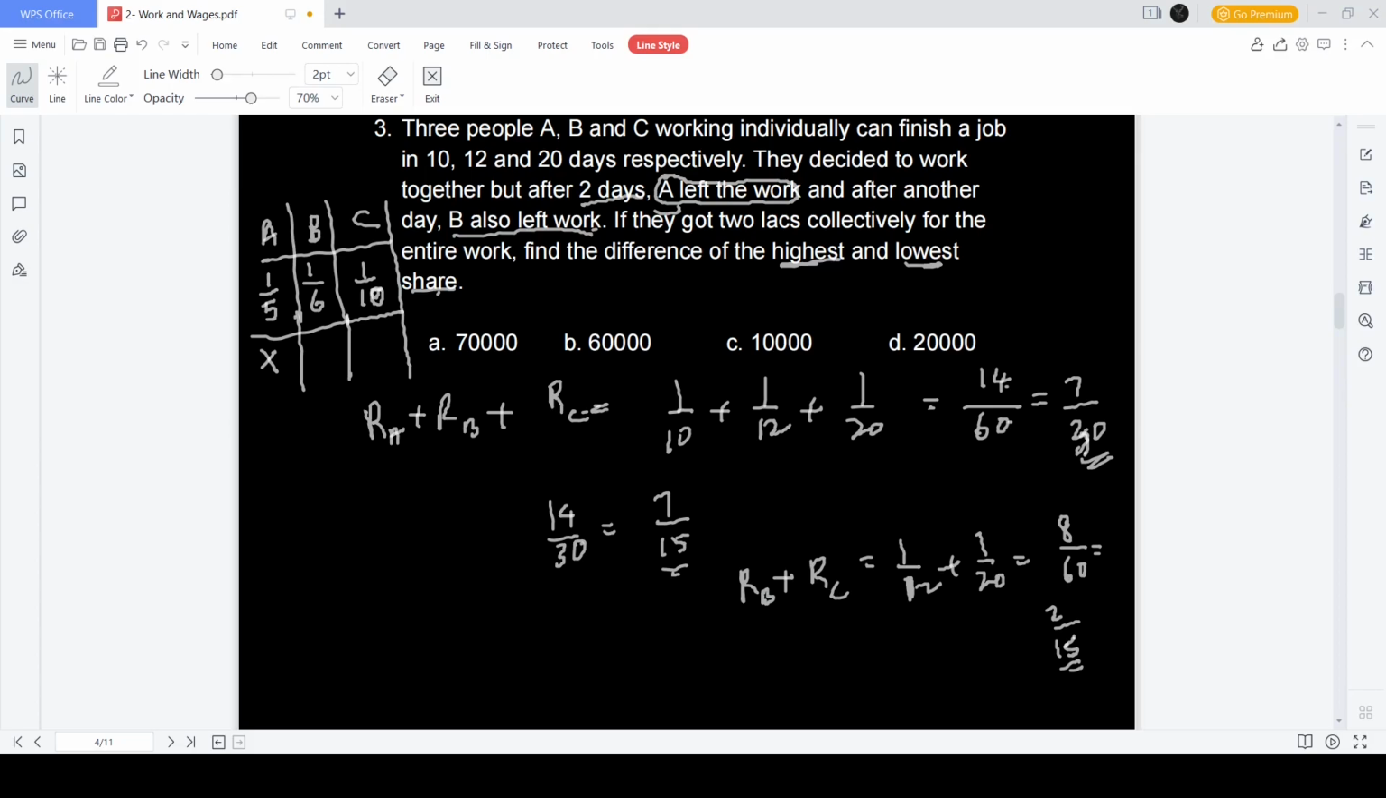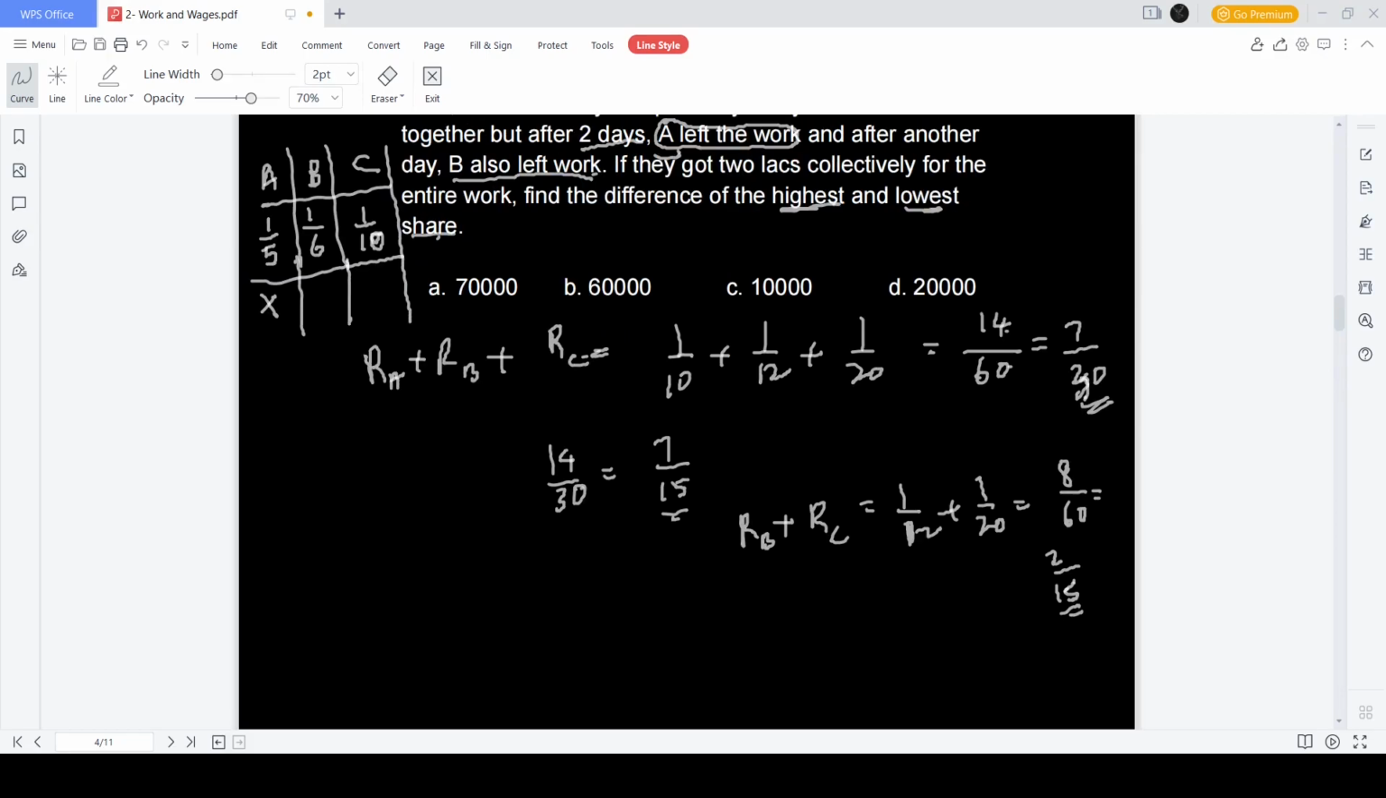If 7 by 15 is done in the first 2 days, and 2 by 15 is done on the third day, 9 by 15 is done totally, right? 9 by 15th of the job is done totally. We need to understand the question properly. What we need to find is not how many days they took to do the work, but how much work each person did. Think about the people doing the work. So as of now, A doesn't add anything. For B and C we have to add the work they did. So B did 1/12 of the work on day 3 and C did 1/20 of the work.